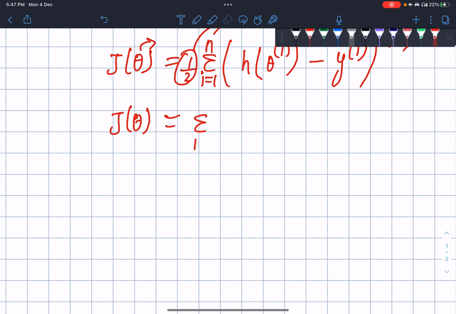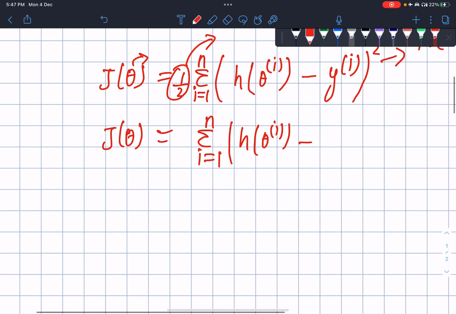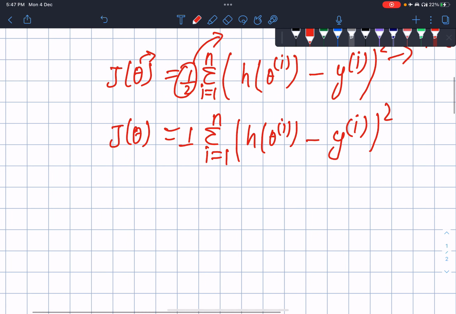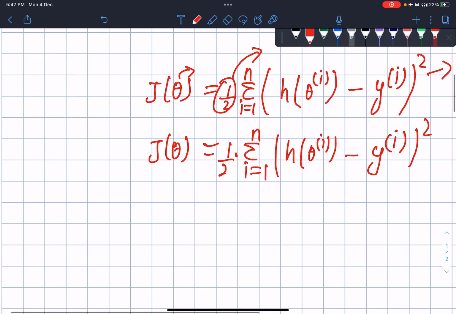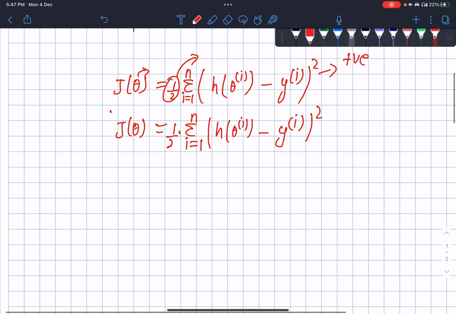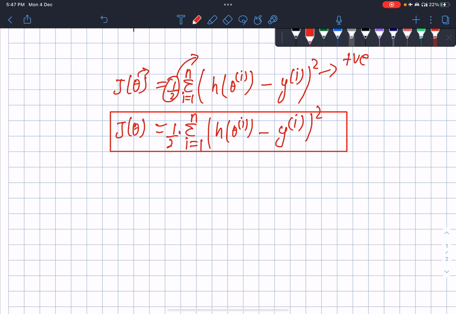Let me write it in a new way so you'll get it. This is the sum from i to n of h of theta for the ith number minus y, squared. We add 1 by 2 also to maintain it, and we'll talk just now about why we add it. So this is the term, remember this term.